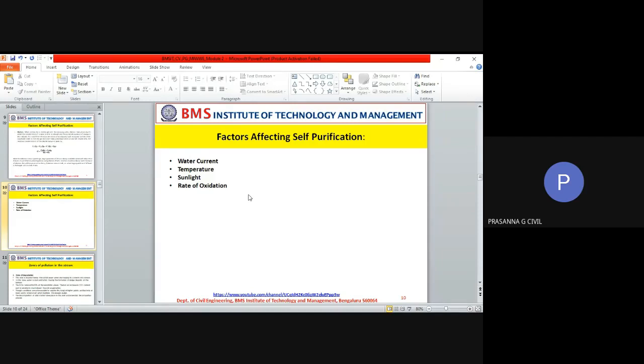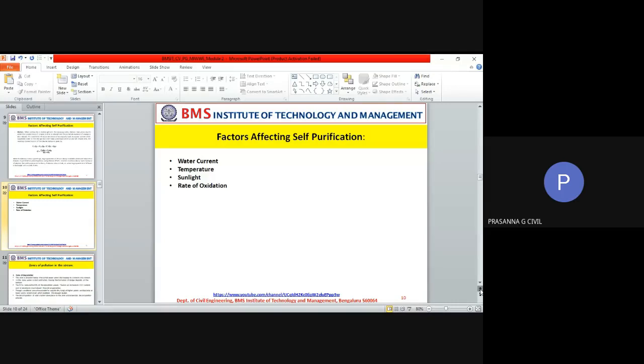So oxidation: the organic matter present in the waste will be oxidized by the aerobic bacteria, utilizing whatever DO is present in the water. This will go on till all the organic matter is converted, because it is food for the microorganisms. And the stream becomes clearer and more capable of absorbing more oxygen from the atmosphere. So these are the various factors that affect the self-purification of the river.